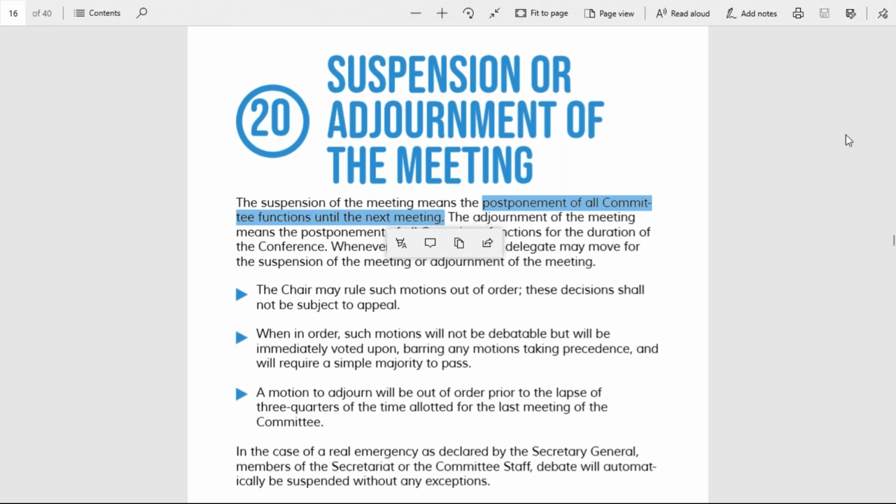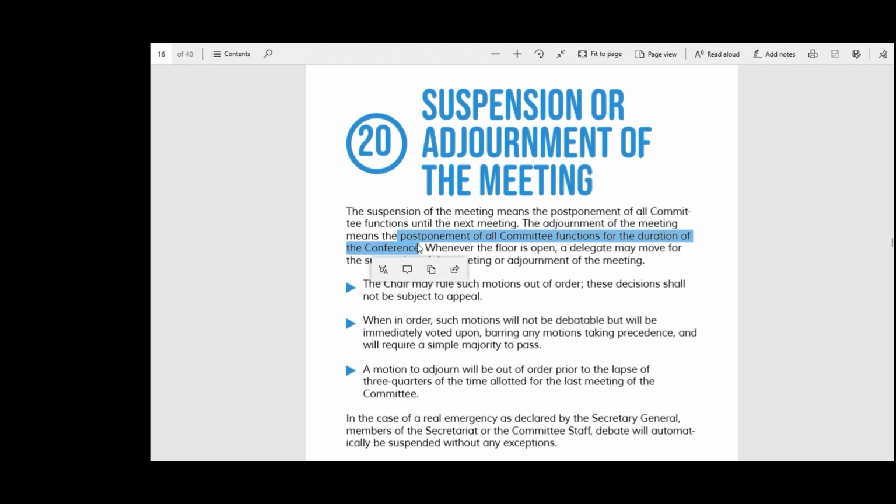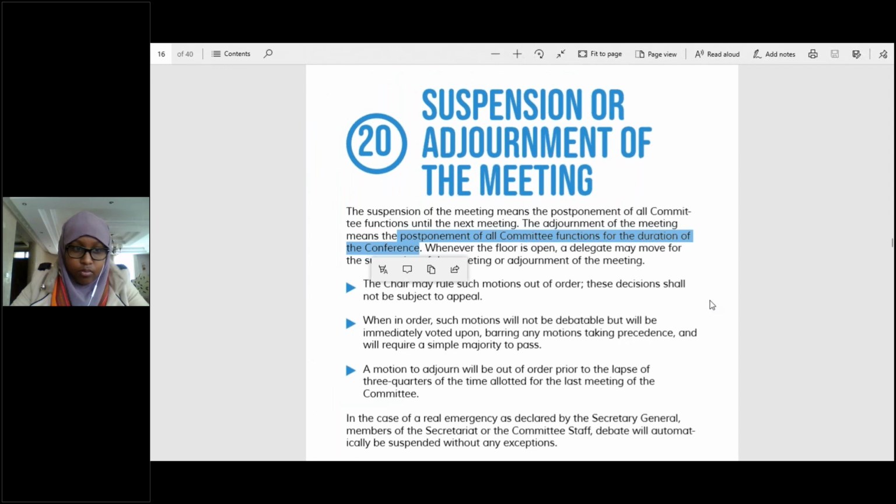Okay. So suspension of the meeting, as has been highlighted, is a postponement of all committee functions until the next meeting. However, the adjournment of a committee means the postponement for the rest of the conference. So the adjournment of the meeting means the postponement of all committee functions for the duration of the conference.